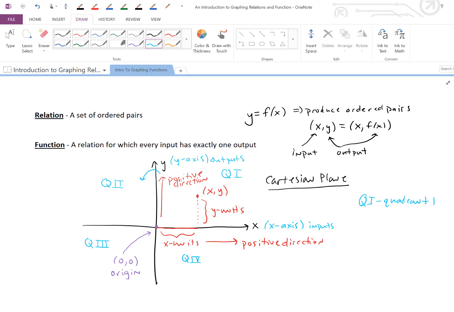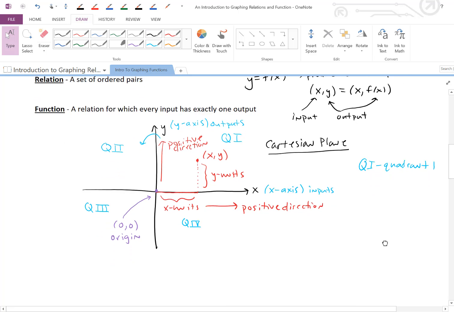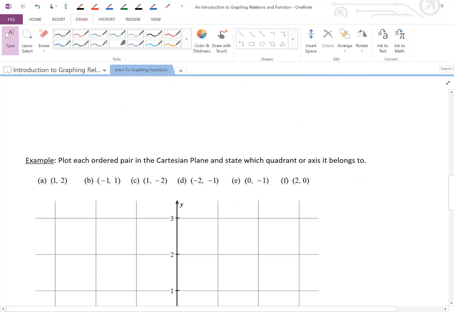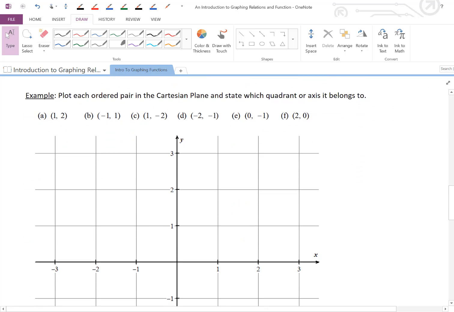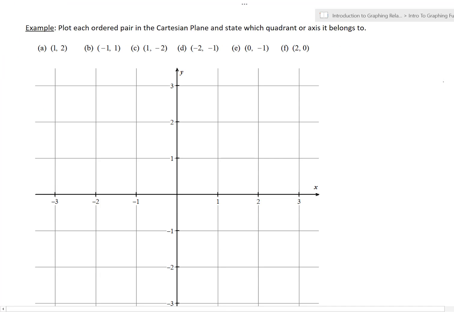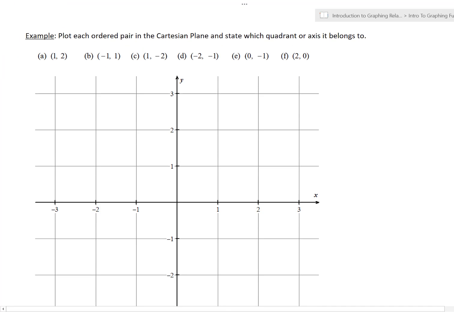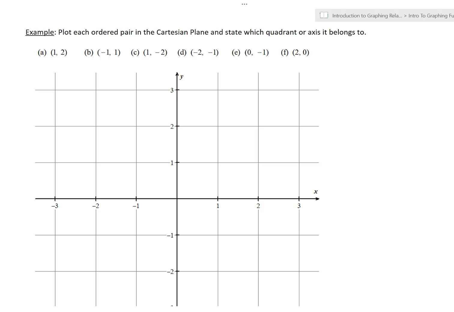Let's do that. So down below here we have an example. We're just going to practice plotting some of these ordered pairs. And we see that in this example, we just want to plot each of the ordered pairs that are given to us, and then also state which quadrant or axis it belongs to.